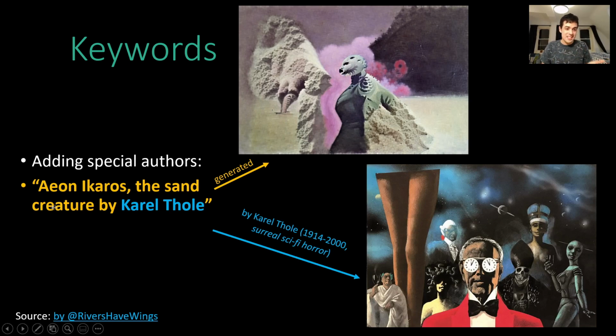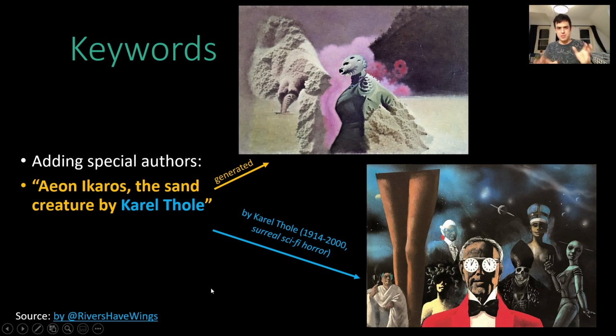Aeneas Icarus, the sand creature by Karel Thor, is the sentence that has been used to generate this image. So the image above here is the generated one, and this was the sentence to generate it. And Karel Thor, by the way, is described in some article as a surreal sci-fi horror painter, and so he makes images like this.